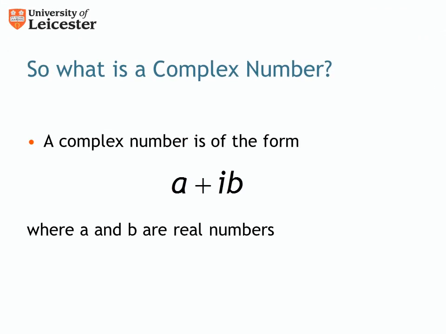A complex number is of the form shown. The real number a is called the real part of the complex number, and the real number b, multiplying the imaginary number, is called the imaginary part. Notice that both a and b are real numbers.